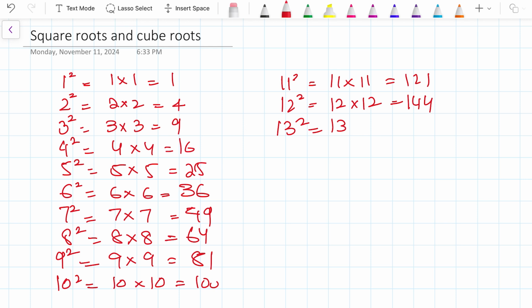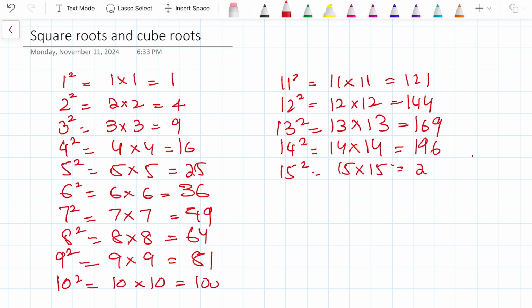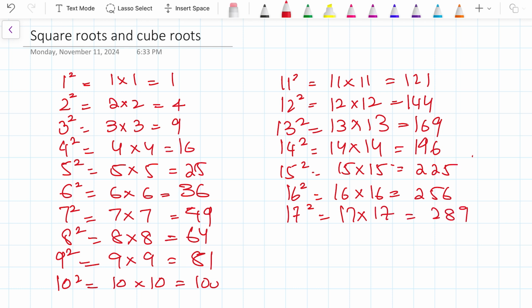13 square means 13 into 13, which is 169. 14 square means 14 into 14, which is 196. 15 square means 15 into 15, which is 225. 16 square means 16 into 16, which is 256. 17 square means 17 into 17, which is 289.